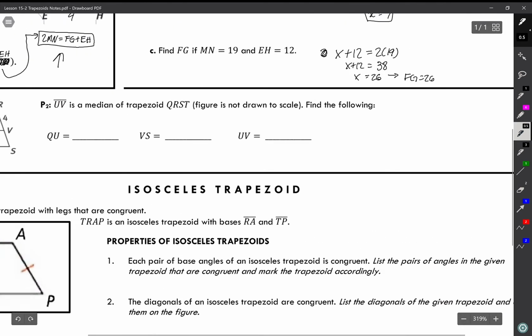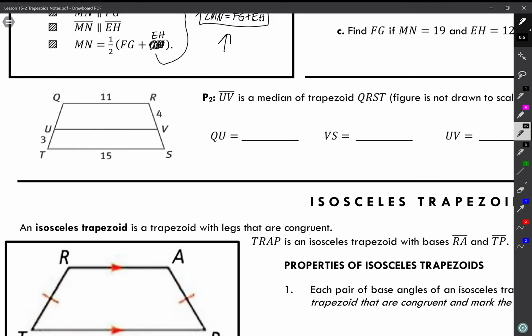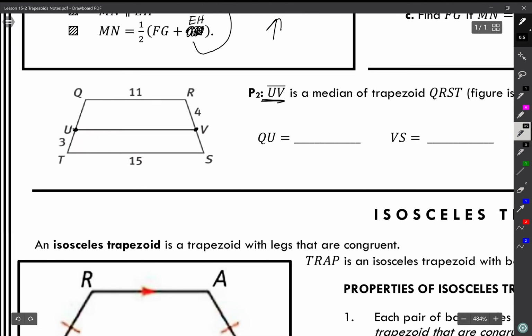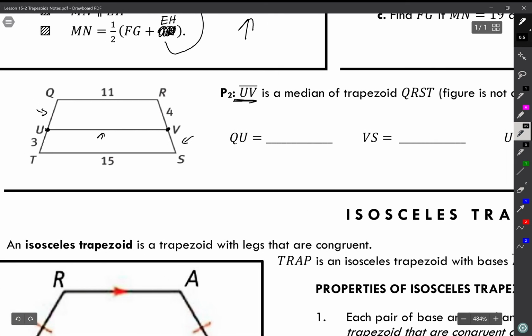Alright, number 2. We have this trapezoid, and we know that UV is the median of the trapezoid, so U and V are midpoints. We're trying to find QU, VS, and UV, the median. Since U is the midpoint of QT, if UT is 3, this also has to be 3.